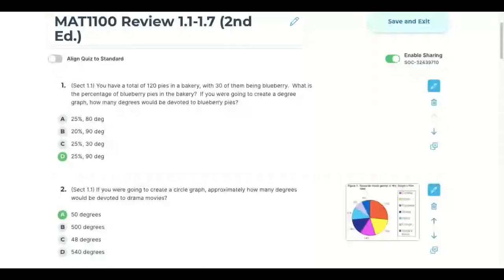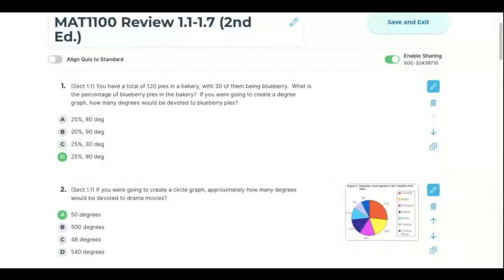Okay, so right now you should be seeing the very first question there. It says there's 120 pies in the bakery with 30 of them being blueberry, and then the question is all about the blueberry pies. What is the percentage of blueberry pies? So if 30 of them are blueberry, and you know that whenever you do a percentage, it is the items of interest, those being blueberry pies, out of the total. So the work for that would be, let me switch over to my camera.